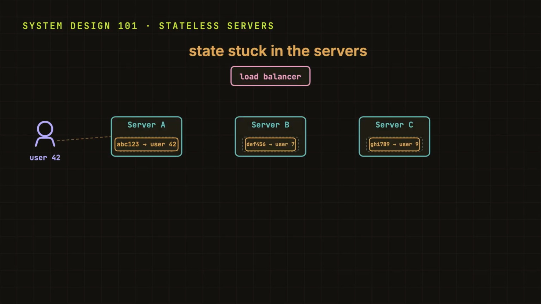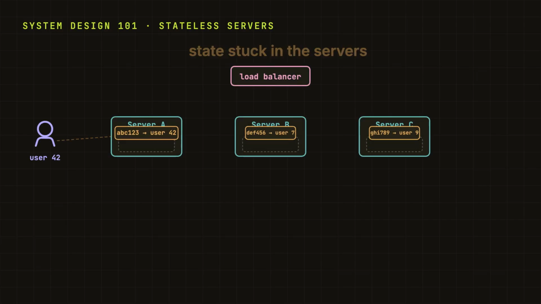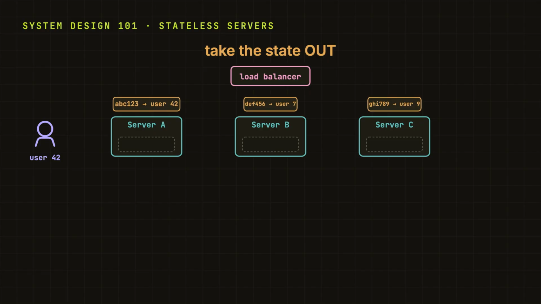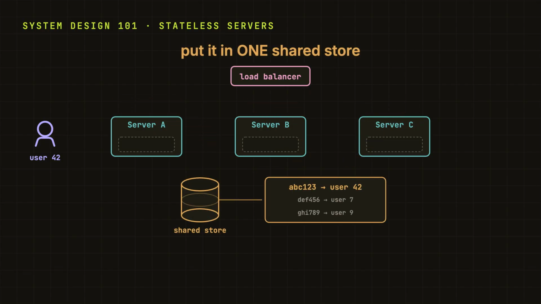So here is the move, and it is almost annoyingly simple. Take the state out of the servers, put it on one shared store, one place all the servers can reach, a database, or often something like Redis. But honestly, the name does not matter. What matters is it is one shared place everyone can read. We saw this exact thing last video, the session store.